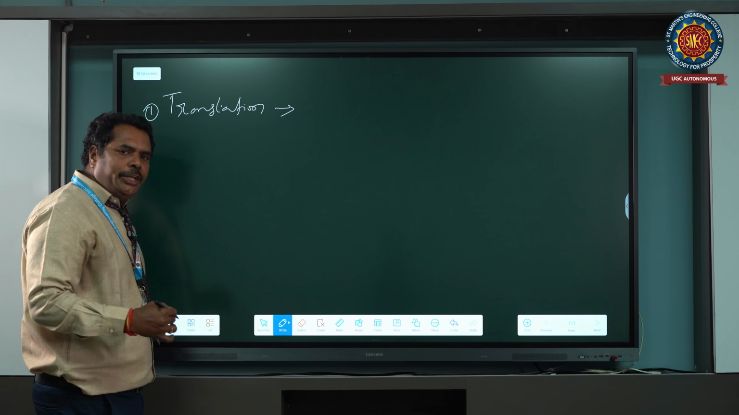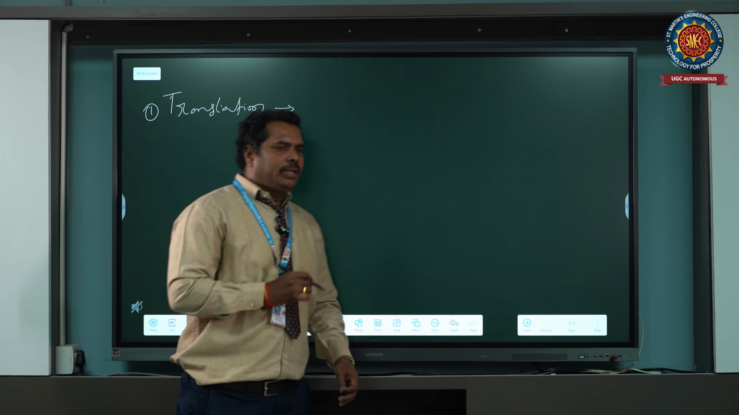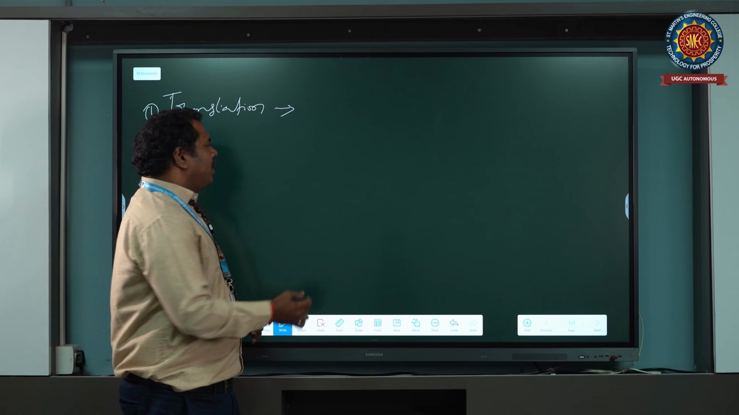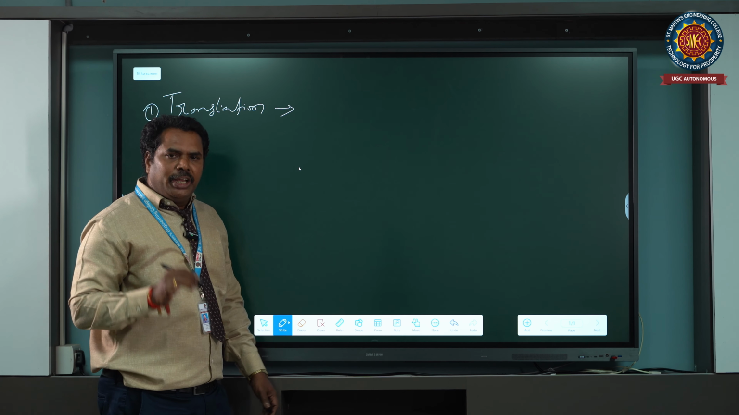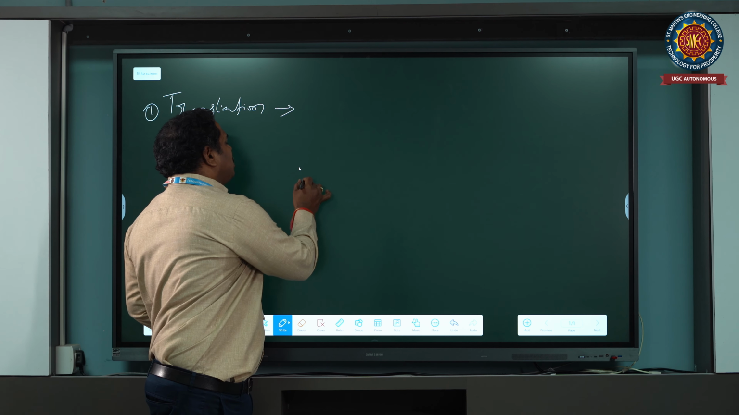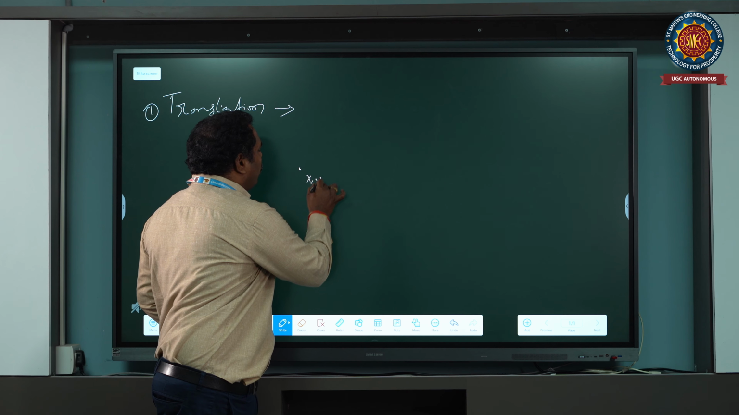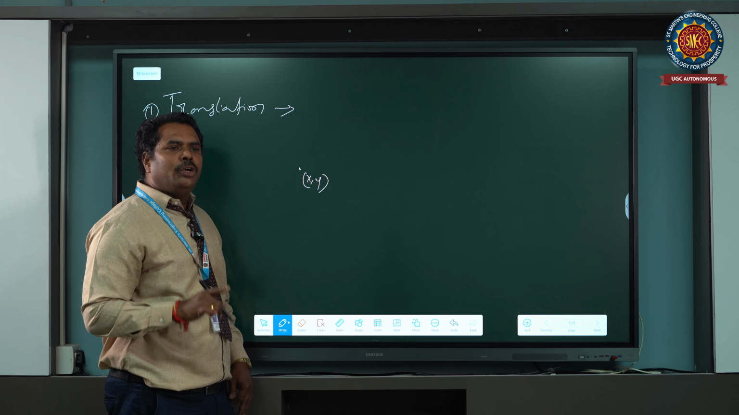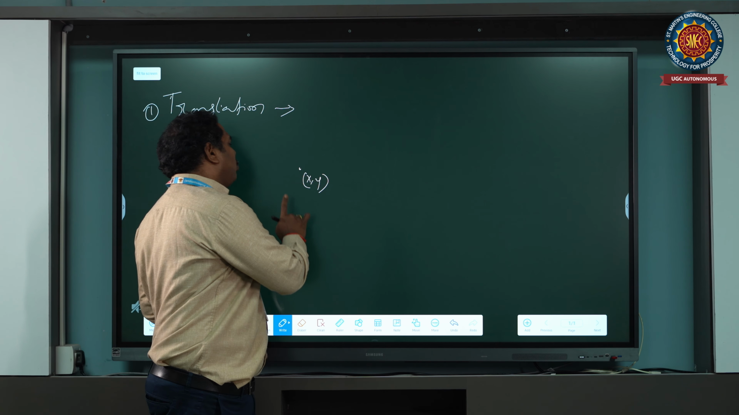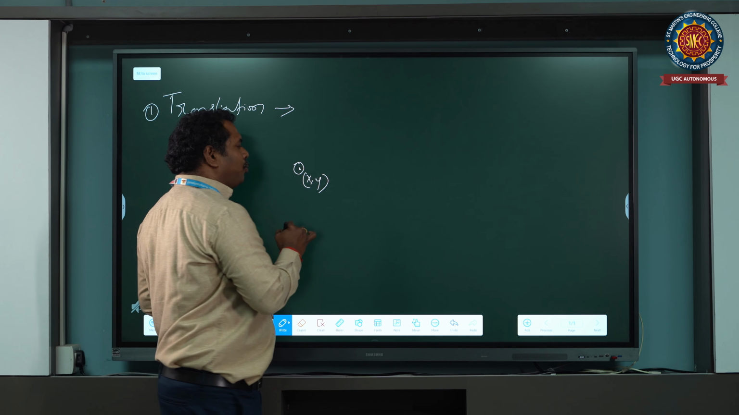If you take any object, or any point, you can move it. For example, assume one point. If you are constructing any point, it requires two coordinate values, that is an x coordinate and a y coordinate.